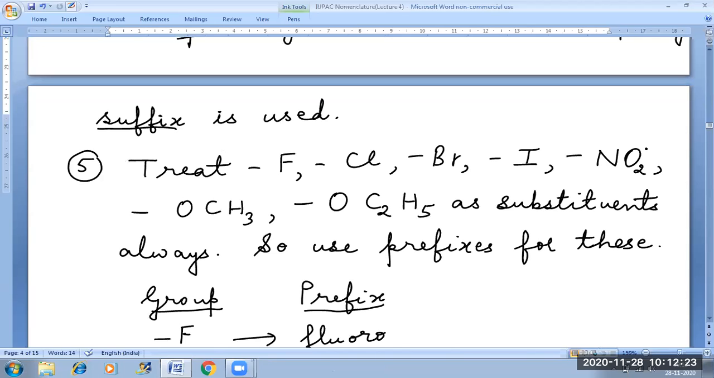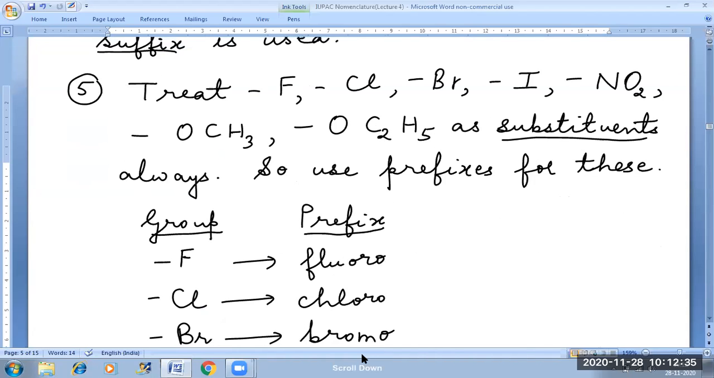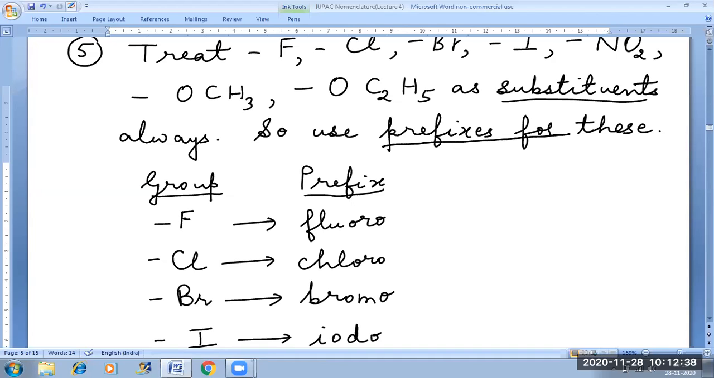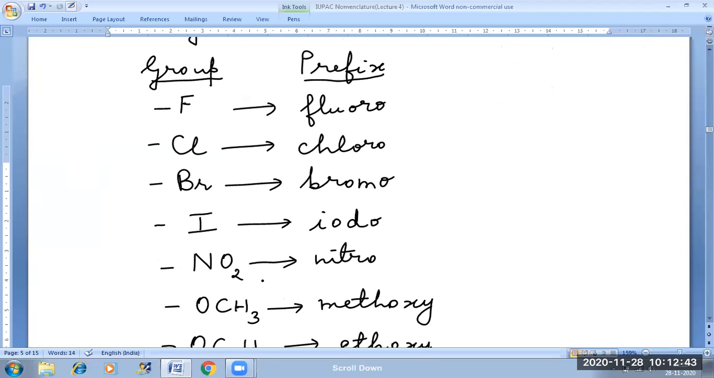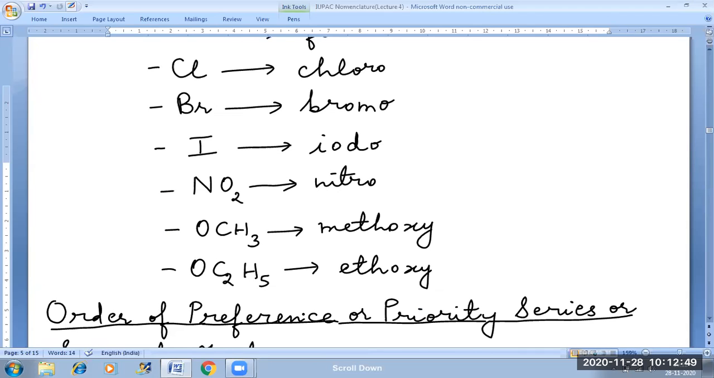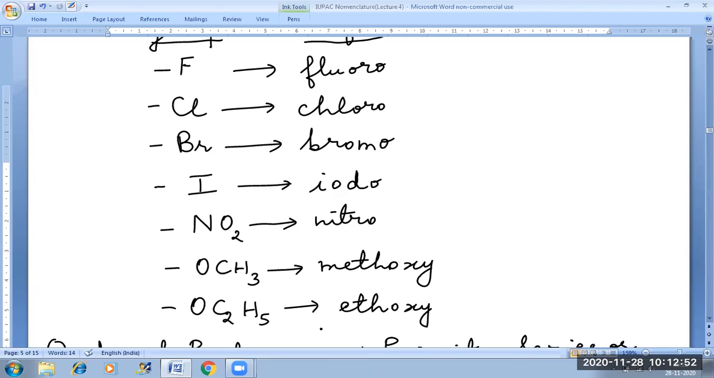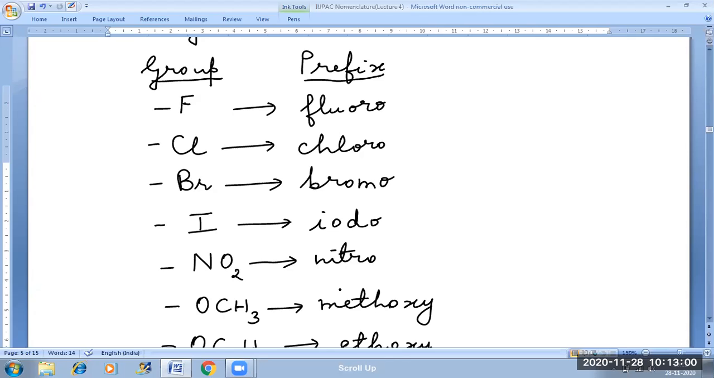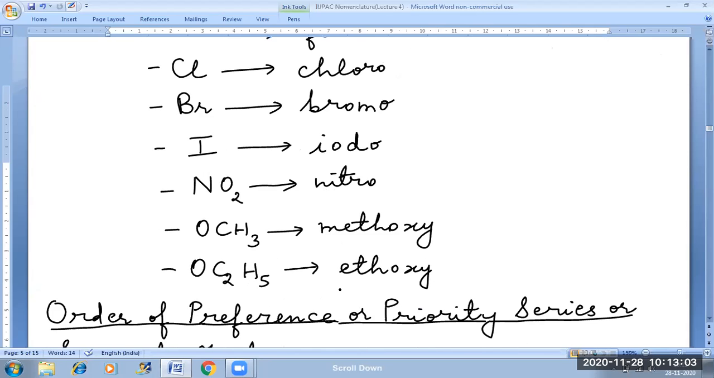Fifth one is also very important. In any compound throughout organic chemistry, treat these as substituents. These are few substituents which you have to keep in mind always. So use prefixes for these, because for substituents we always use prefixes. I've written the prefixes for these substituents. Okay, don't write now. Later you can complete your notes. Just understand right now. These are some common substituents which are always going to remain substituents. They will never get any priority. Hence, they are always substituents, and therefore, their corresponding prefixes need to be used.